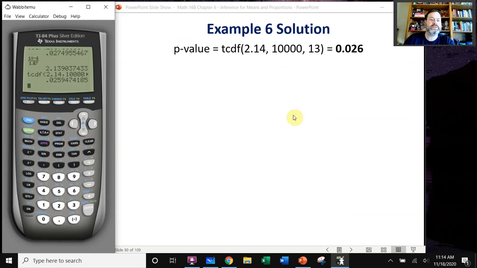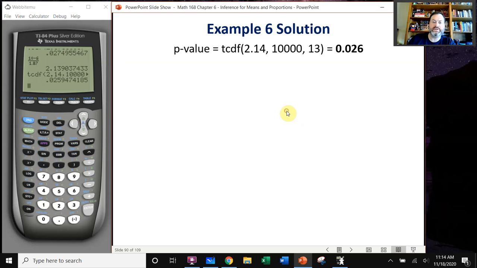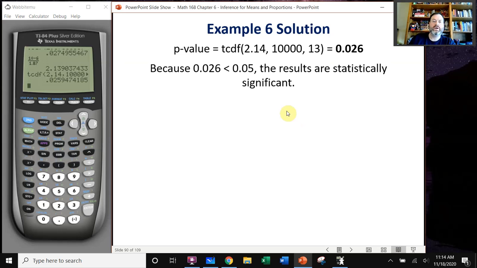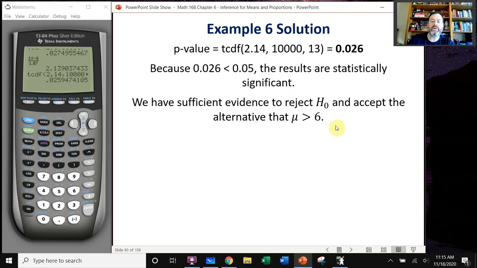Get 0.026. Again, just round it however the homework wants it. This is a statistically significant result because this is less than 0.05. That means we have sufficient evidence to conclude that the null hypothesis is rejected, and we accept the alternative that mu is greater than 6.